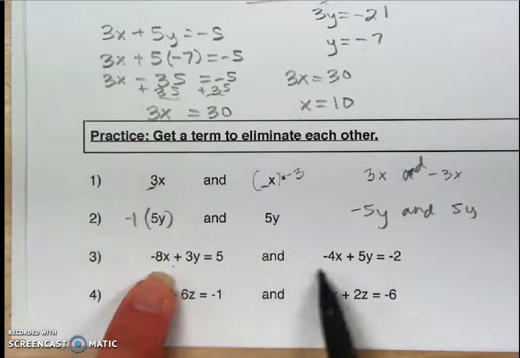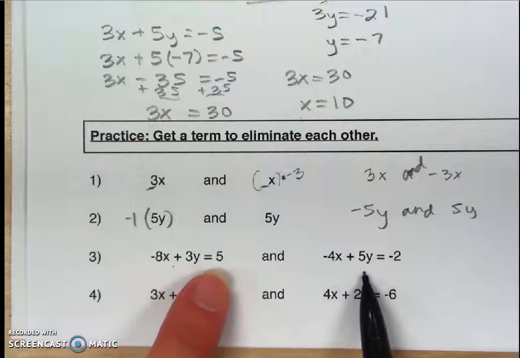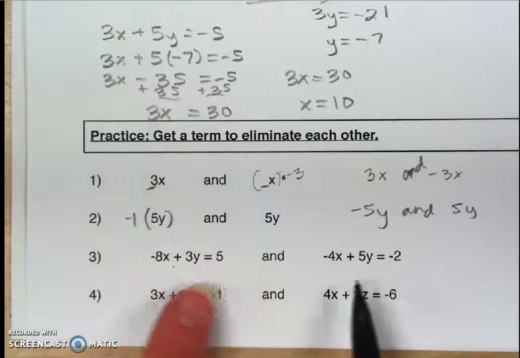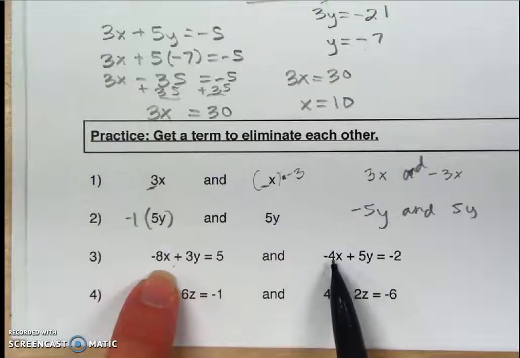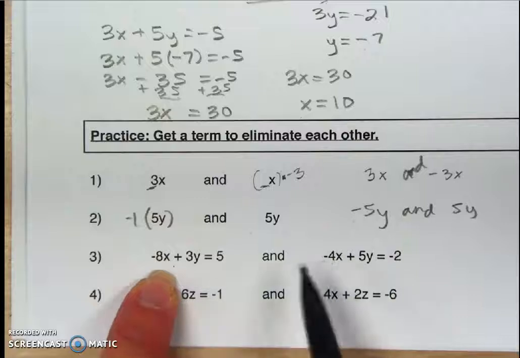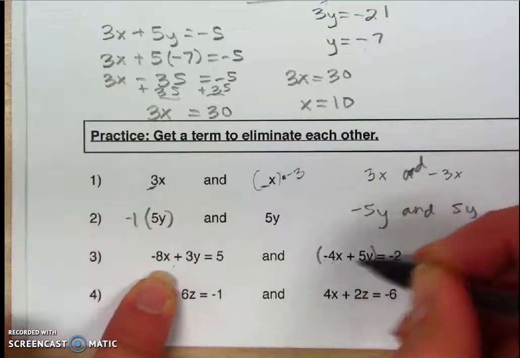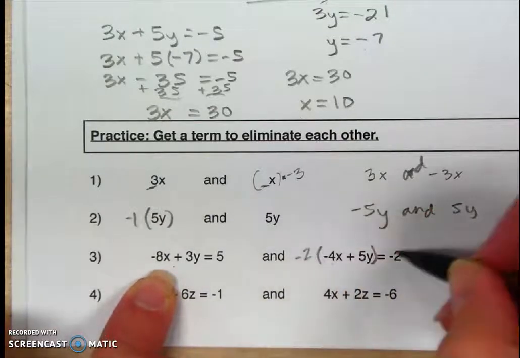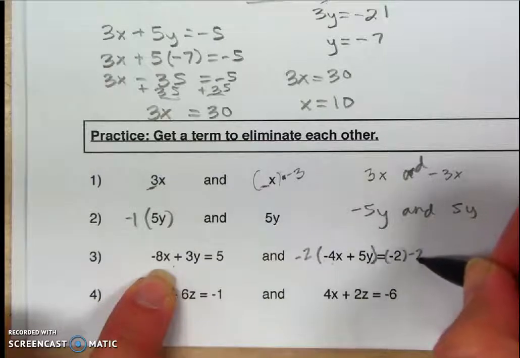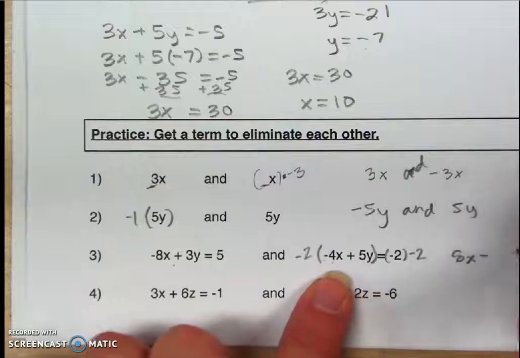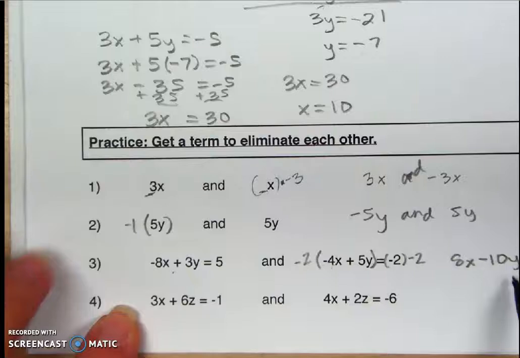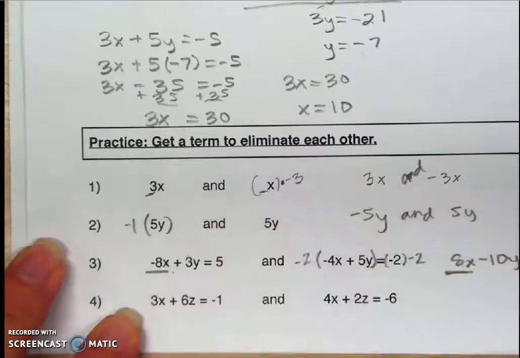We have negative 8x, negative 4x, 3y, 5y, and the constants don't matter. So let's look at these. I'm going to choose the x's here, because I see that I could multiply a 4 by something to make it an 8. The sign is different though, so I want the sign to be positive. So let's multiply this one by negative 2 and see what happens. Whatever I do to one side, I have to do to the other. So that would turn this into 8x minus 10y equals positive 4. Would I have opposites now? Yeah, the opposites would be the x's.